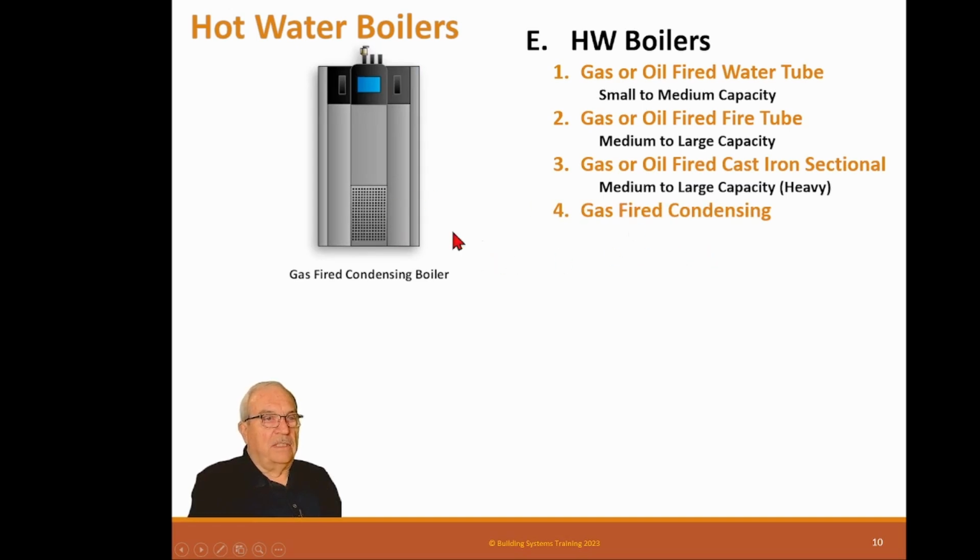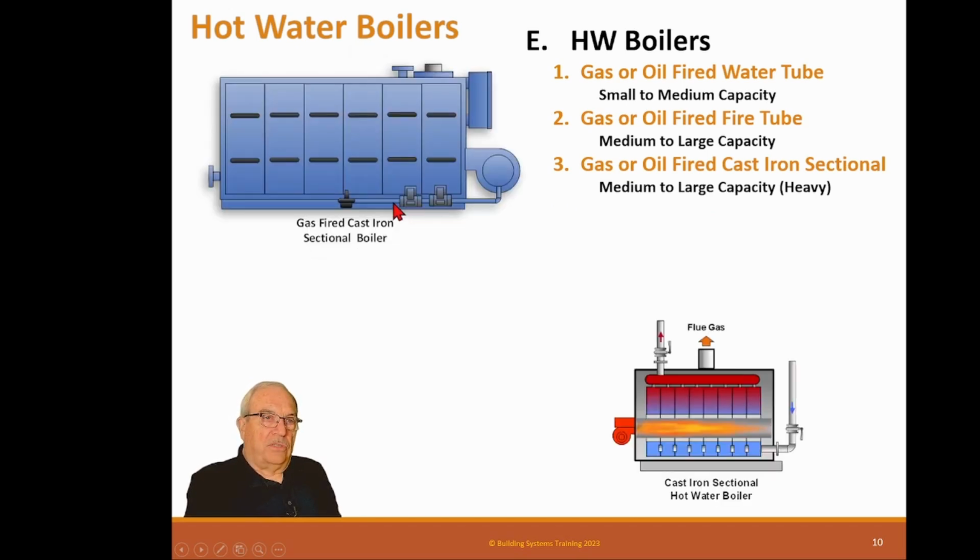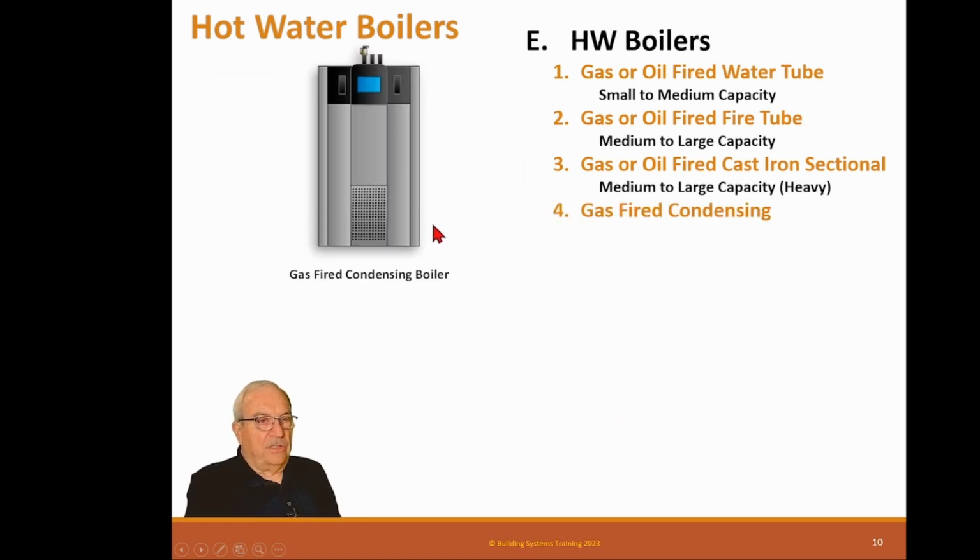Gas-fired condensing. Okay, now a condensing boiler takes advantage of that condensation of temperature difference, and it actually uses that heat to preheat the water. So these are more efficient. Normal boilers, like all these other classes, are probably operating at 80% efficiency. These will operate up to 95% efficiency.